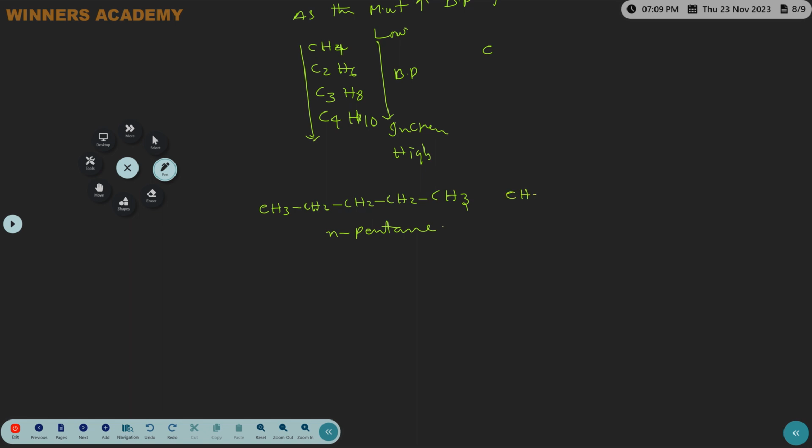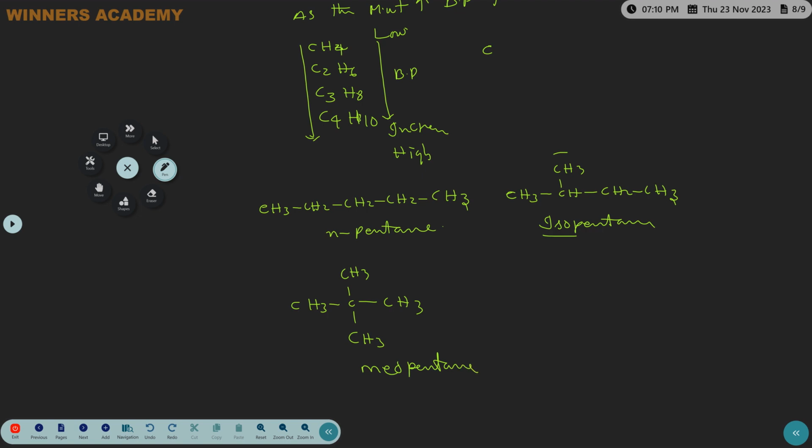Suppose a compound is like this: CH3, CH, CH3, CH2, CH3. What is its name? Yes, isopentane. Second last carbon contains a methyl group, so it should be isopentane, the common name. And another compound is like this: CH3, C, CH3, CH3, CH3. What is its name? Neopentane. See, all are pentanes.